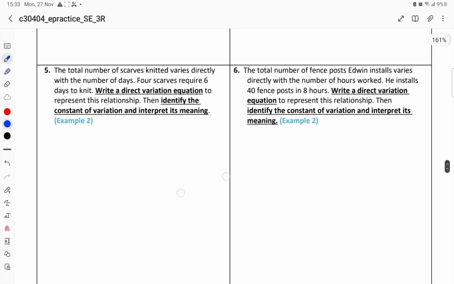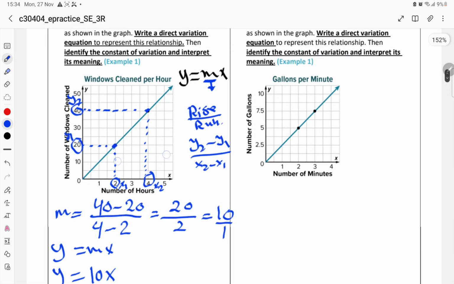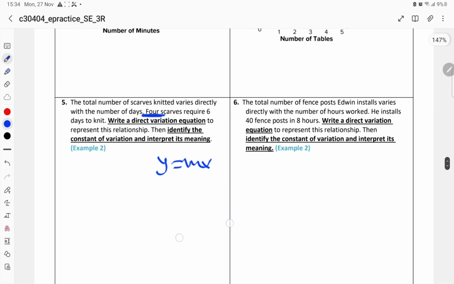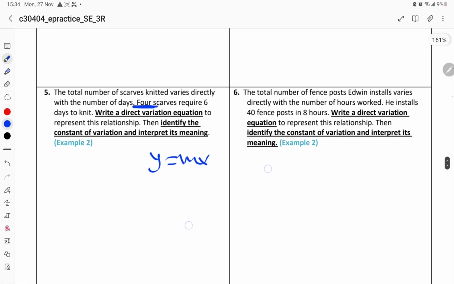Example 2. The total number of scarves knitted varies directly with the number of days. 4 scarves require 6 days to knit. We want to write the direct variation equation, which is y equals mx. What is the constant of variation, and interpret its meaning? The constant of variation is the m. Here also in this question, if he asks you about the constant of variation, it is the m.